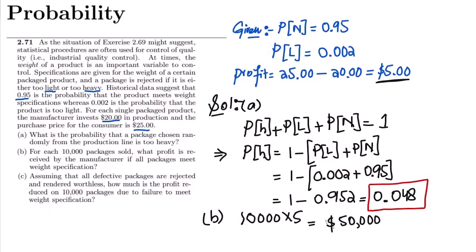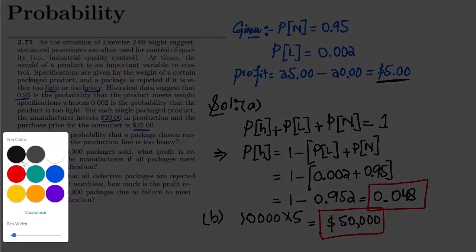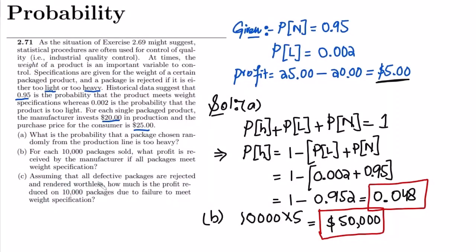So that is basically the amount of the profit for the 10,000 packages. Similarly, now assuming that all defective packages are rejected and rendered worthless, how much is the profit reduced on 10,000 packages due to failure to meet weight specification? So if we are getting 10,000 packages, what is the probability that the packages will be defective? So that would be here.